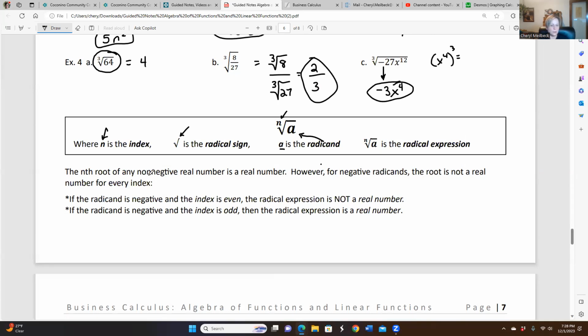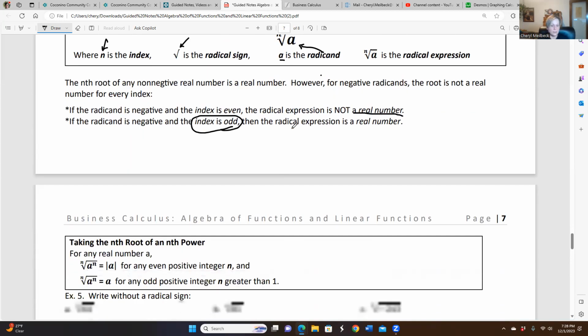So the nth root of any non-negative number is a real number. However, for negative radicands, so when this is negative, the root is not real for every index. If the radicand is negative and the index is even, then we don't have a real number. But the radicand can be negative if n is odd. If the index is odd, this can be negative. Let's keep rolling.